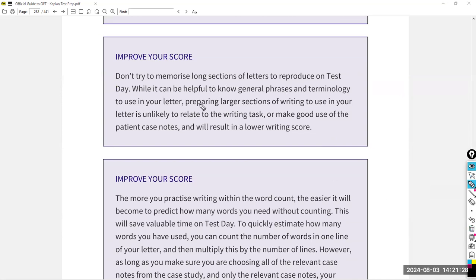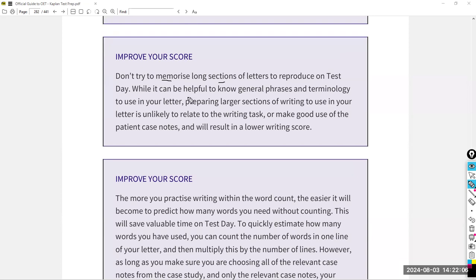Okay, absolutely. We don't have to memorize anything because I will not be able to remember everything on the test day. So don't try to memorize long sections of letters to reproduce on test day. This is something bad, because if you forget something, maybe you will not be able to remember all the information that you have already memorized. So please start to learn how to write a letter instead of memorizing, because memorization is not helpful on the test day.